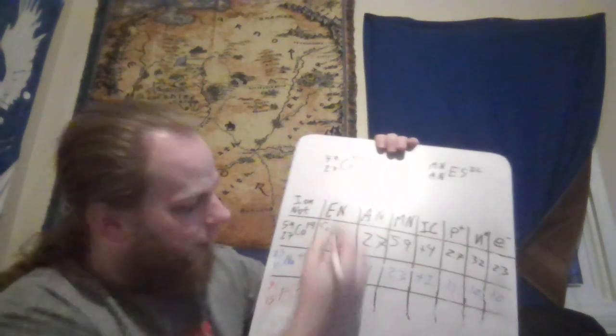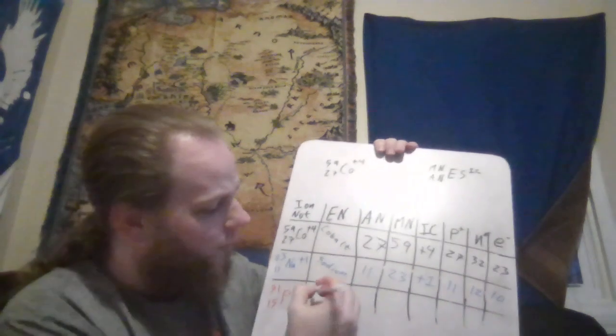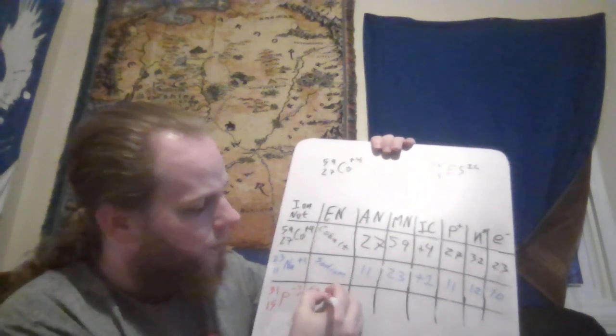All right, cool. So, element name, that's P. P is phosphorus. Forgot the P. Phosphorus. Atomic number is 15. The mass number is 31. Ionic charge is -3 this time.